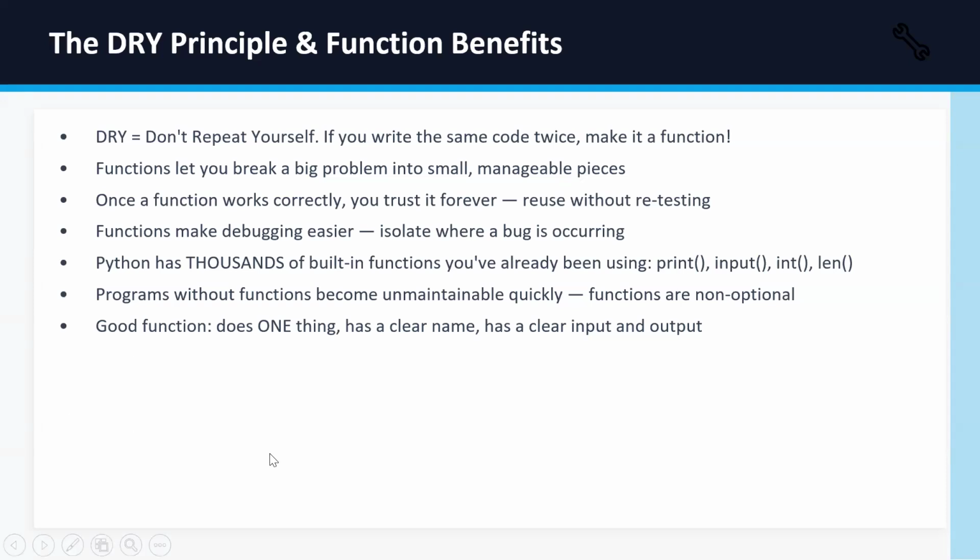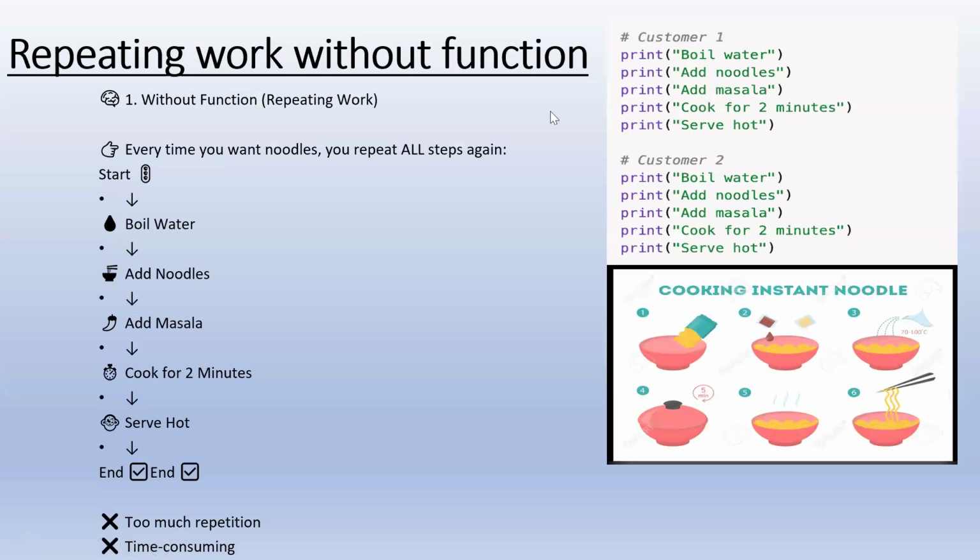Functions are non-optional. For example, everyone likes to eat noodles. But do you know how to prepare noodles? So what will you do? You will boil the water, you will add noodles into it. Then what else will you do? Add masala. Then you will cook it for 2 to 5 minutes. Hot. So today you're preparing noodles, you will be following all the steps.